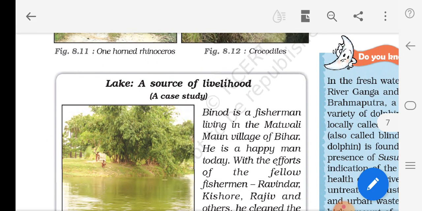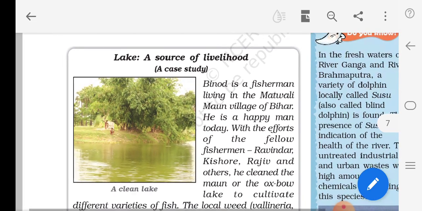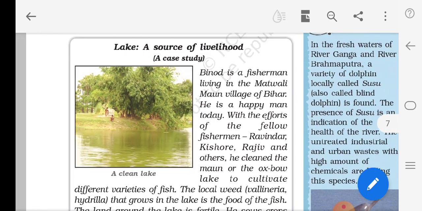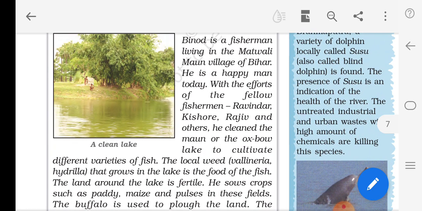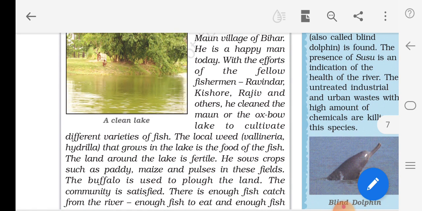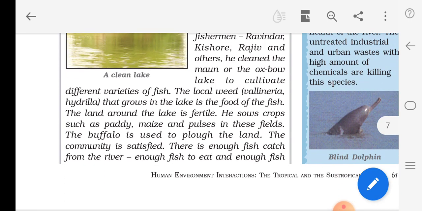And we can see here there is a lake, a source of livelihood. How are they using the lake as their livelihood? Let's read about a case study. That is of Binod. He is a fisherman living in Matwali Mound village of Bihar. He is a happy man today because he made efforts to clean the lake. He and his friend cleaned the area and used it for cultivating fishes in the lake, and also started using the water for growing crops, that is farming. So that became their livelihood.